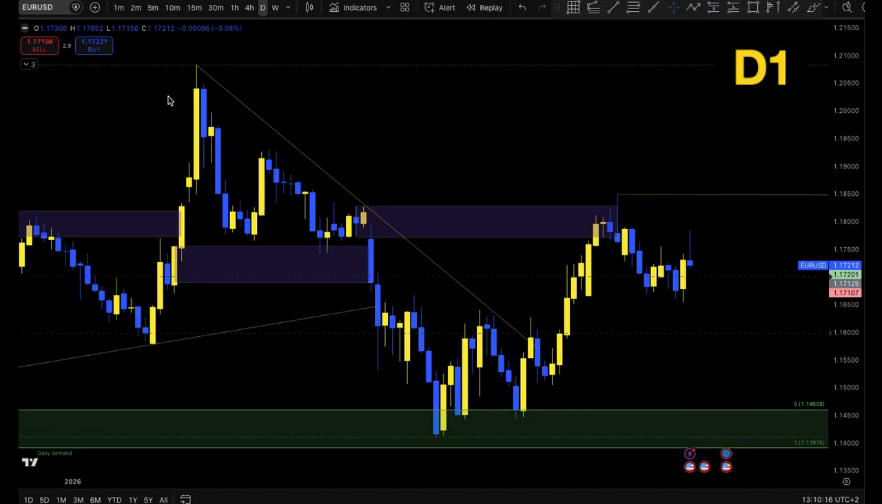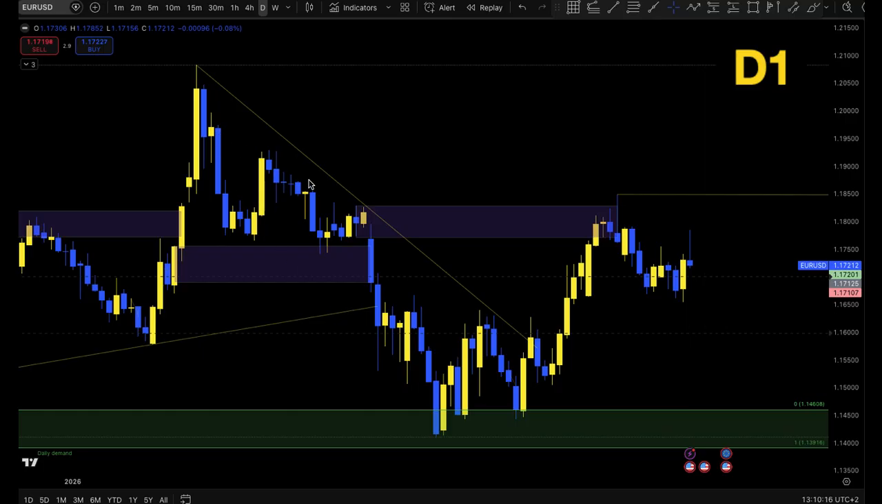Today we're going to be looking at the Euro USD from a top-down analysis point of view, so higher time frames to lower time frames. This is our Sunday session, and it's nice because price is closed for the weekend, and we can actually go through all our pairs and see exactly what price is doing.